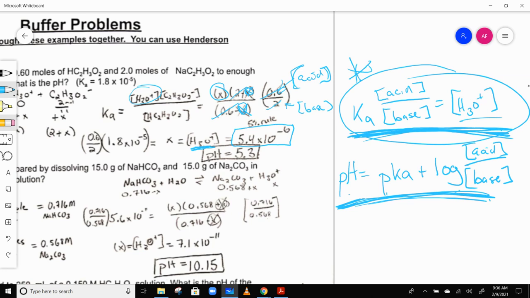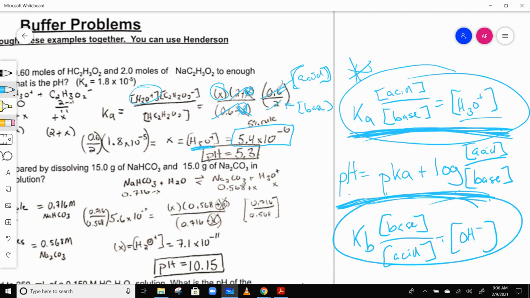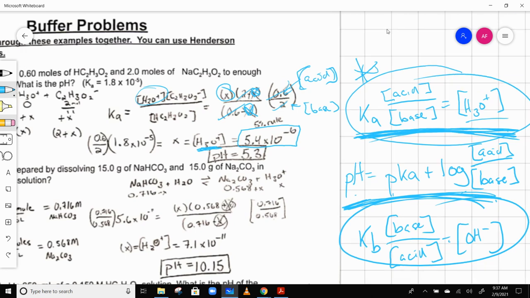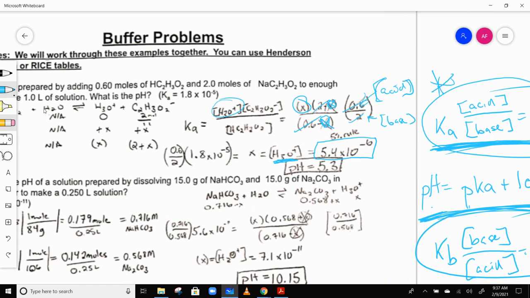Okay, and then if you have Kb, so if you have the weak base with its conjugate acid and you have a Kb value, it's very similar. It's just the opposite, base over acid equals OH minus. So these two equations. But again, I just wanted to do this to show you where this comes from. This is all of the work.